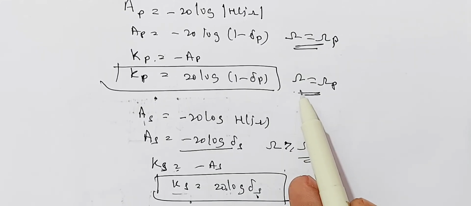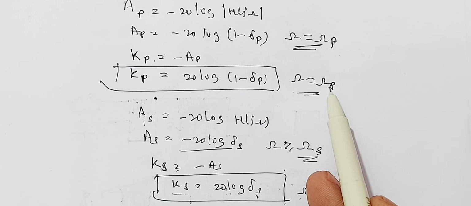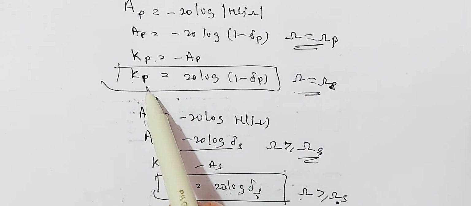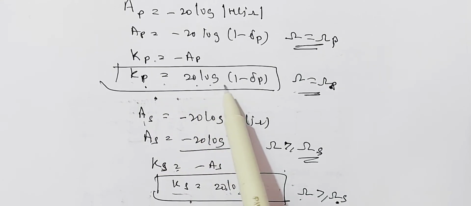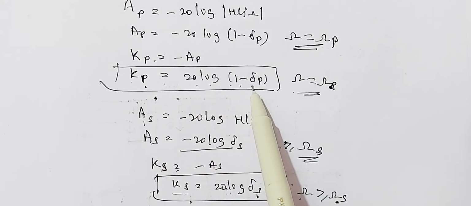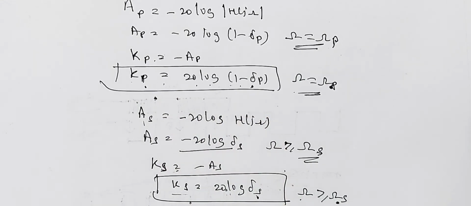Up to the frequency omega equals omega P, the value is allowed, the value is maximum. That is called pass band gain, which is given by 20 log of 1 minus delta P. So these are all the specifications of an analog filter. To study the specification of analog filter, we have considered only the low pass filter. Similarly, the same can be explained for all other types of filters.